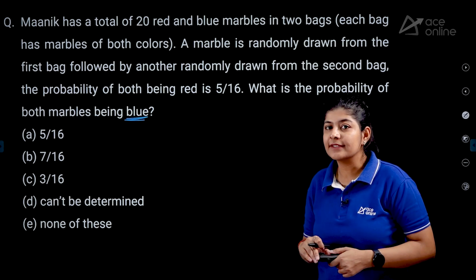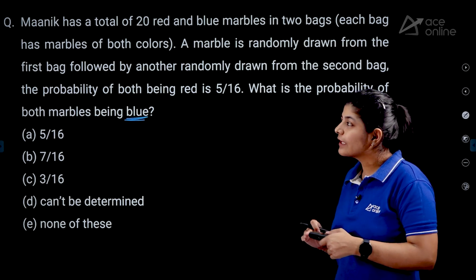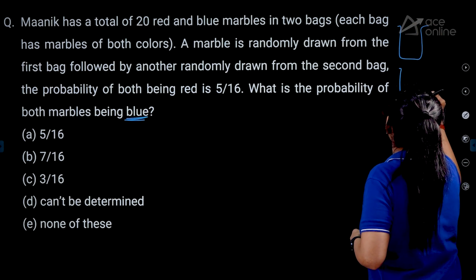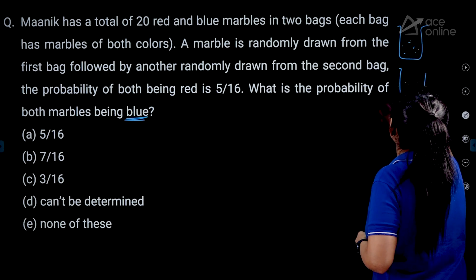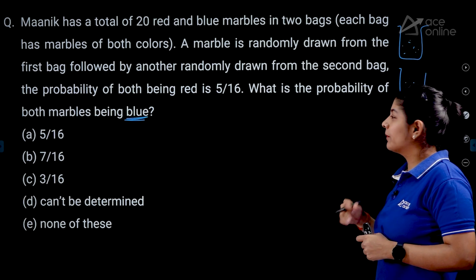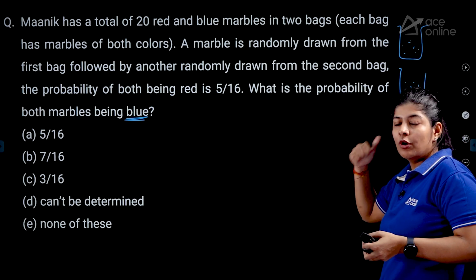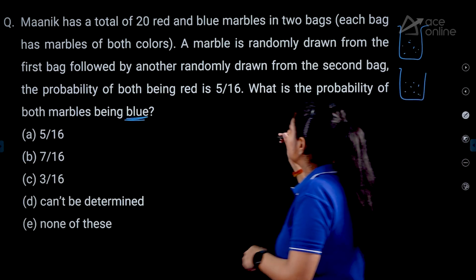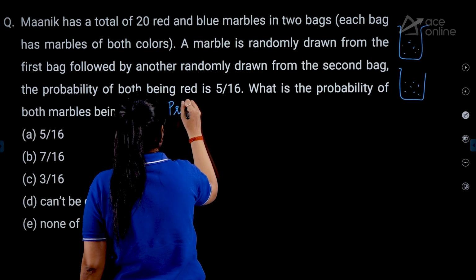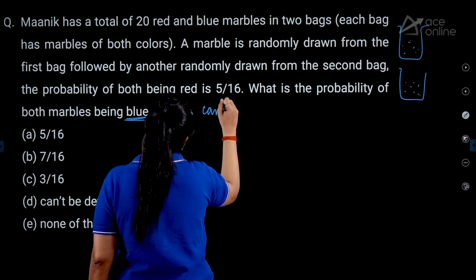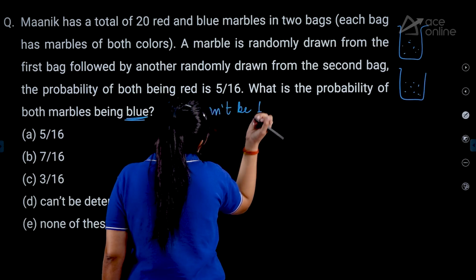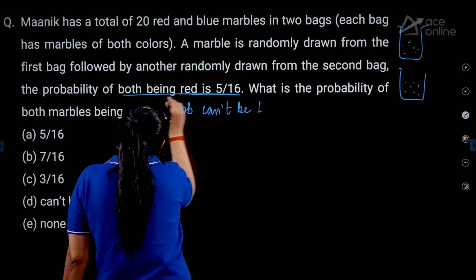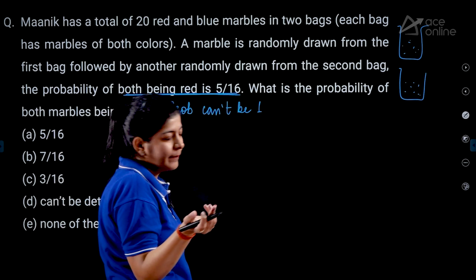As we know, the probability can't be 1, because in a bag we are having both the colors. We are having 2 bags, and in both the bags we are having both the colors, right? So we know that the probability of getting both the marbles as blue, or whatever color, maybe red, can't be 1. Probability can't be 1. Why? Because we already have this value, so we can easily say that probability can't be 1.